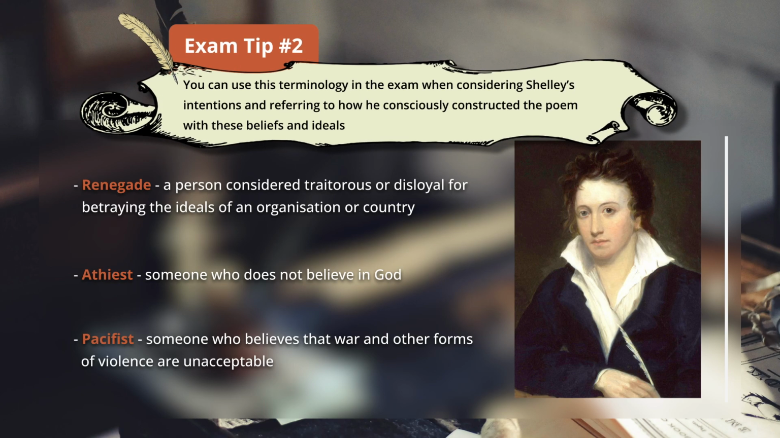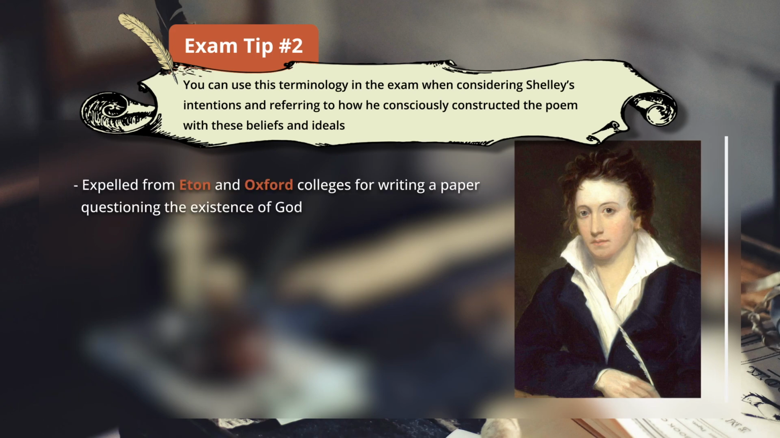He attended Eton and Oxford College as a young student, but he decided in his actions of being a renegade and standing out from everybody else that he was going to write a paper that questioned the existence of God. And this didn't go down very well with the colleges, so he was actually expelled for writing this paper.